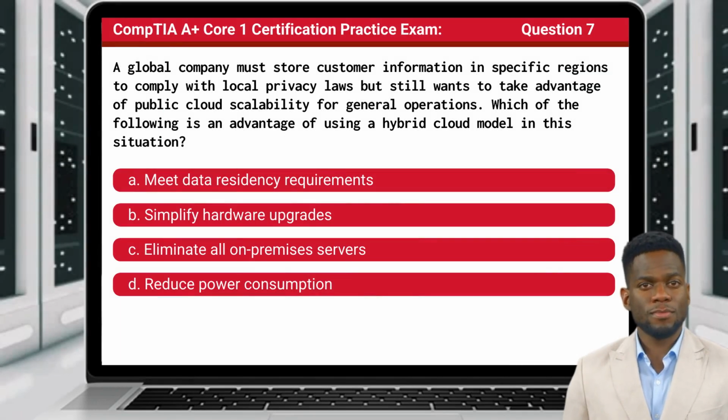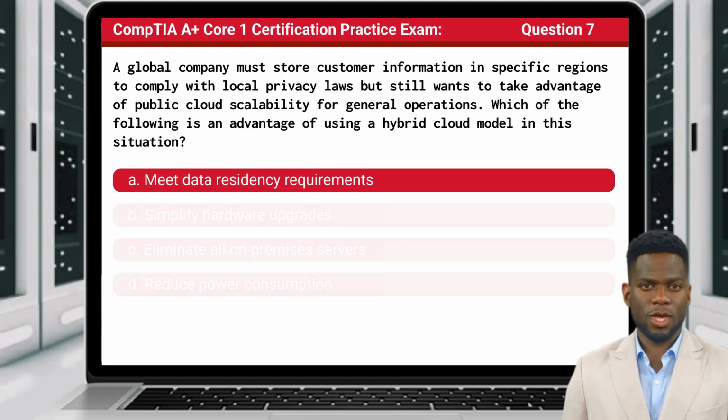Question 7. A global company must store customer information in specific regions to comply with local privacy laws, but still wants to take advantage of public cloud scalability for general operations. Which of the following is an advantage of using a hybrid cloud model in this situation? The answer is A. Meet data residency requirements.